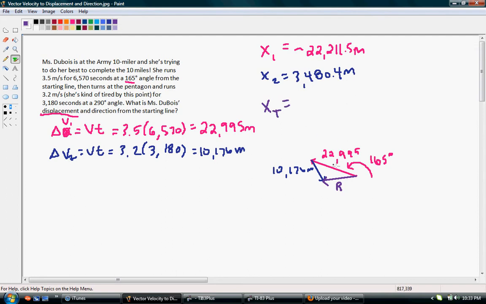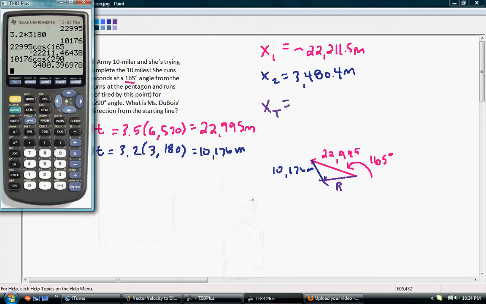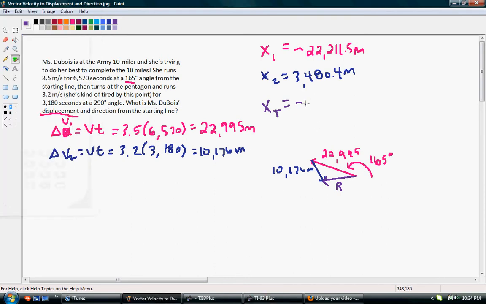Before we do our x total, we should look at our vectors. Our first one went to the left, so it should be negative, which it is. Our second one went back to the right a little bit, so it should be positive, which it is. To find our total x displacement, we add them up: negative 22,211.5 plus 3,480.4, and we get negative 18,731.1 meters.